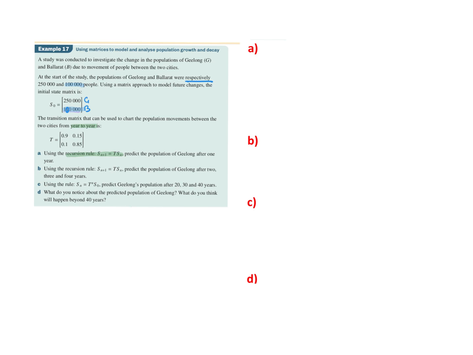So state 0 is the beginning. State 1 would be 1 year. So let's go do that. So we want state 1, and if you want to put underneath, that's 1 year later. We're going to use the transition times the one before, which is S0.